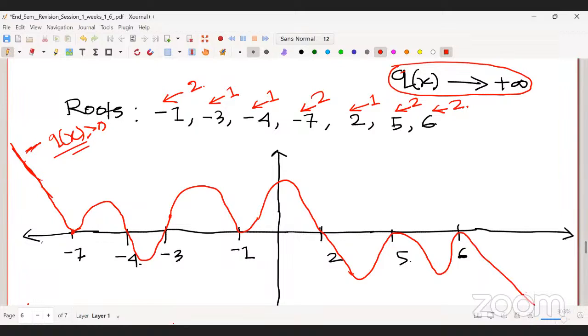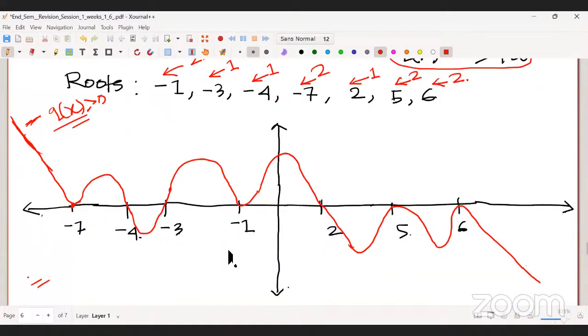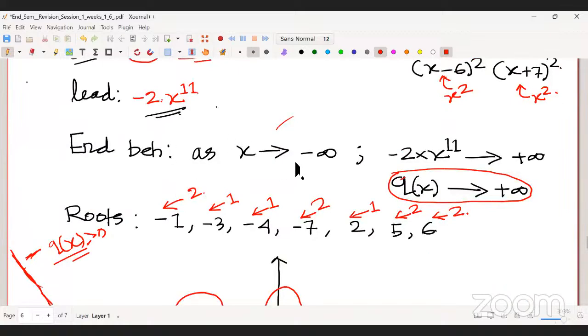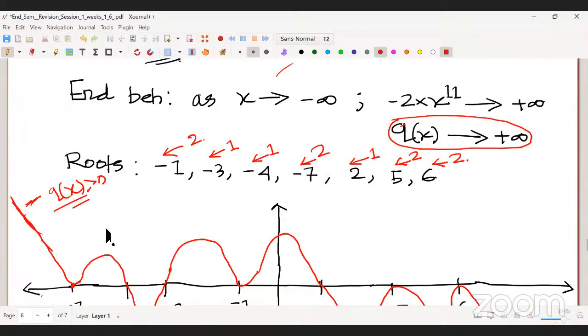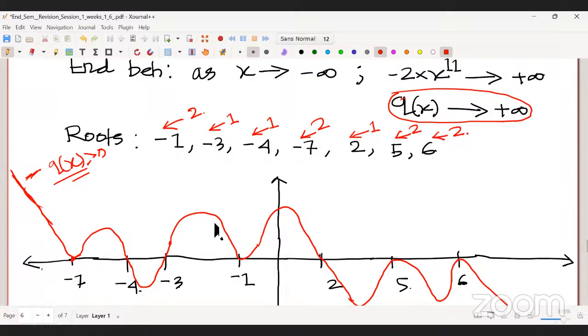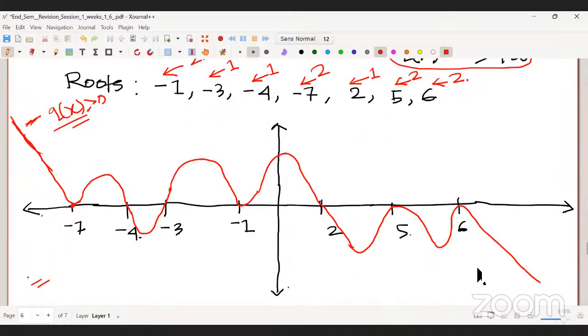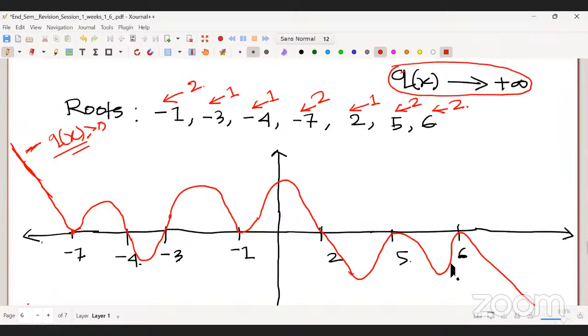As I said, you just need to know the end behavior of one side. Once you know the end behavior of one side, if you draw the graph correctly, you can also understand the end behavior on the other side. So this is the rough diagram of this polynomial.